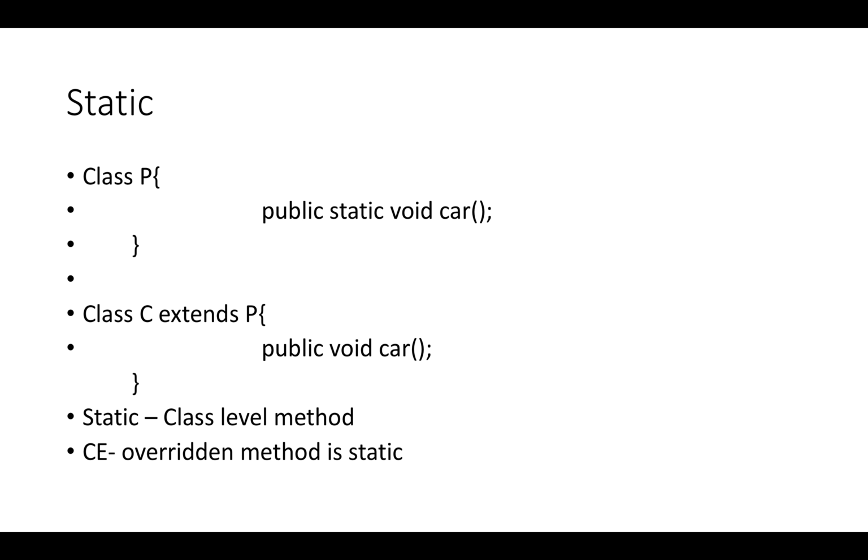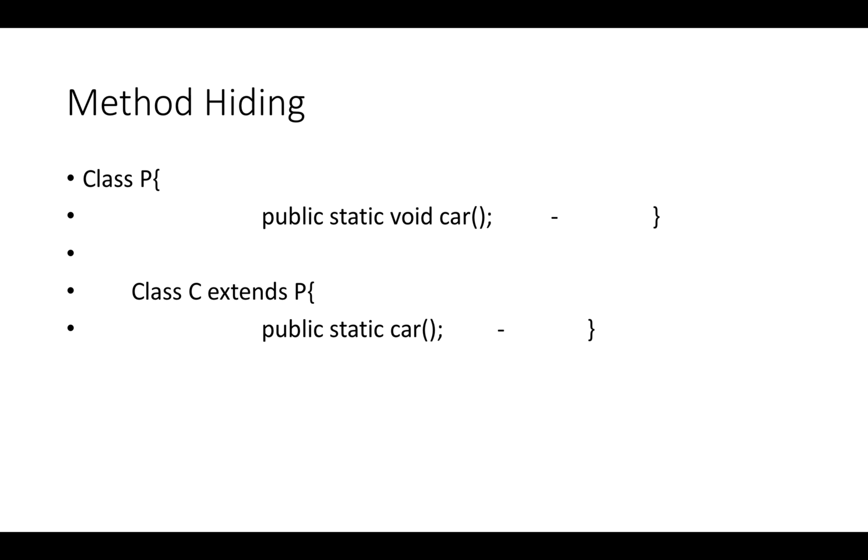With static, if we define a static method in a parent class and don't define the method in the child class with the static modifier, then, since static is a class-level method and executes with the class name, we don't have to write an object to execute it. So we will get a compile-time error that the overridden method is static. Overridden means the one in the parent class. Now, if we define the static method in a parent class and the same method in the child class, this is called method hiding. We are not doing any overriding in this one, so it's simply called method hiding.